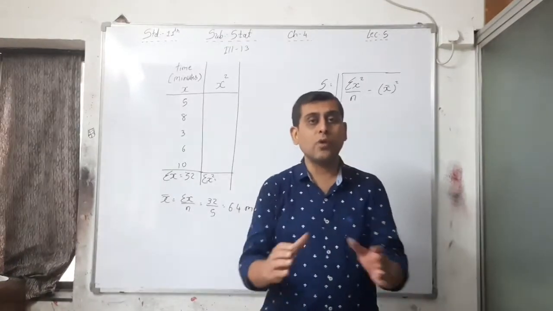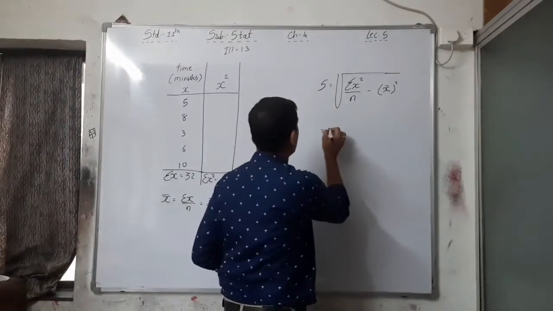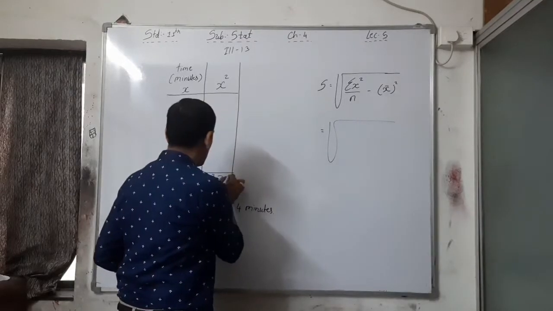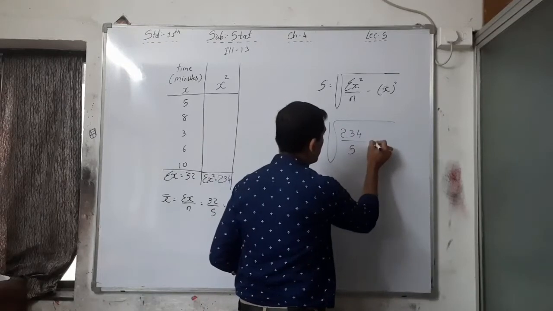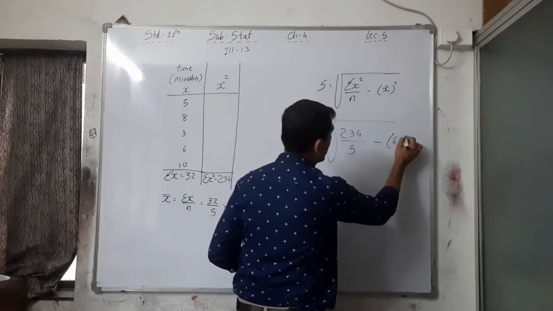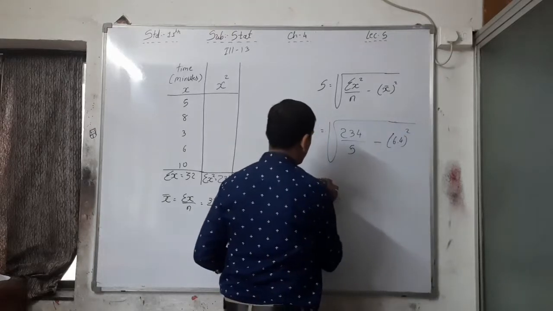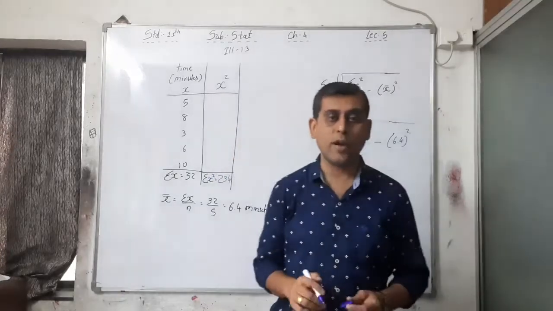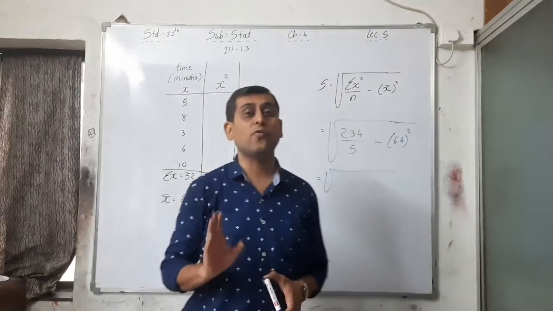Right? Now put the value here in the formula of standard deviation. See that, sigma x square is equal to 234, n is equal to 5, minus x bar is equal to 6.4 all square. Now divide 234 divided by 5. What is the answer? 46.8 minus 6.4 all square.